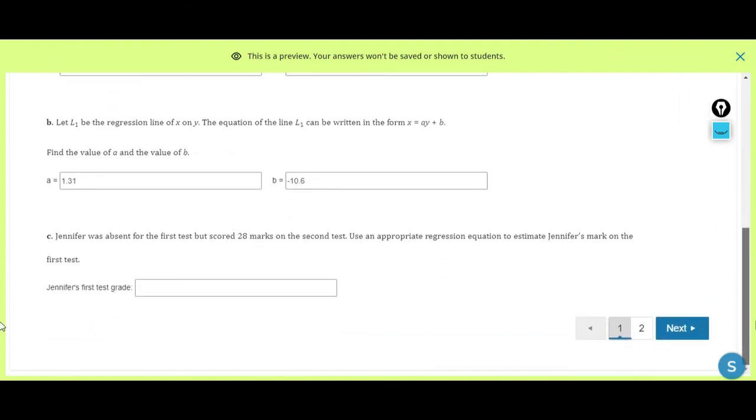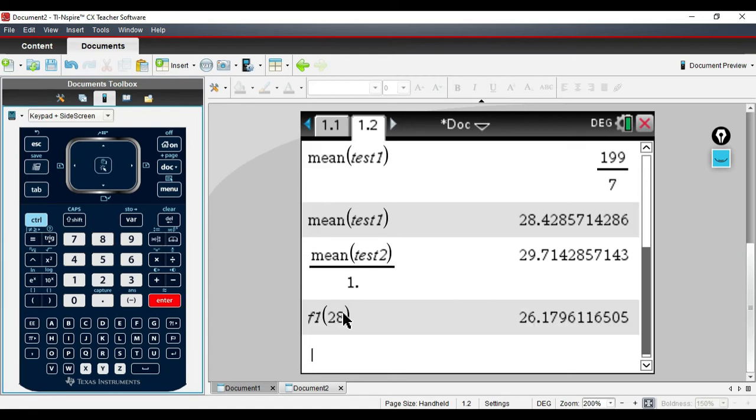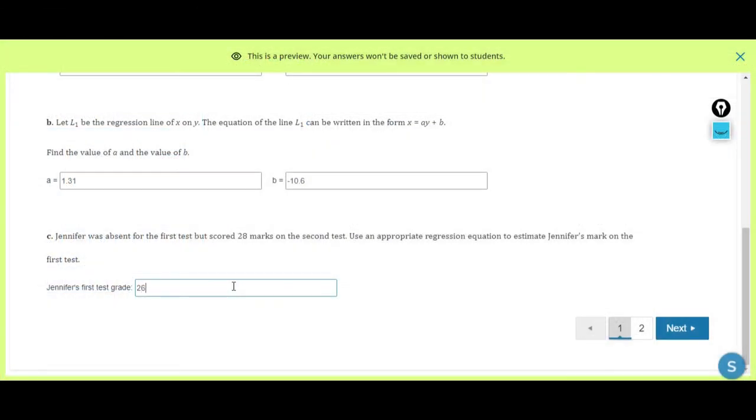So let's go to our TI Inspire and figure out what Jennifer, at least potentially, would have scored on her first test, knowing that she has 28 on the second. And I think the easiest way of doing that is just use our existing regression equation. You don't have to go to the graphing window. I can just evaluate the regression equation at 28, and Jennifer would have scored, at least statistically, about 26.2 on the first test score. Okay, so we'll type in 26.2, and that is it for the first question.